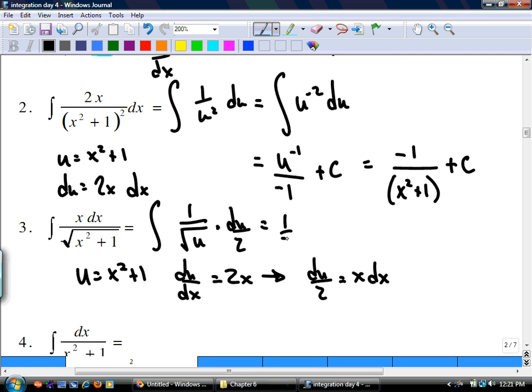So you can write it as, right? Take the half out front, change the square root into the 1/2 power, flip it up, make it a negative exponent. Add 1 to negative 1/2, you get positive 1/2. So it's u to the positive 1/2 divided by the result, positive 1/2, plus c.